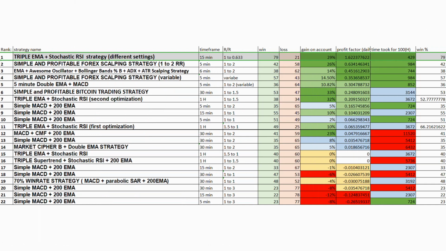Here you can see all the strategies we have tested so far ranked from 1 to 22. And as you can see, today's strategy had made it to the first place. With a 79% win rate and a 29% gain on the account, we have a 1.62 profit factor. This basically means that if we average all of the 100 trades, we will get 1.6% gain on the account per day, risking 1% per trade.